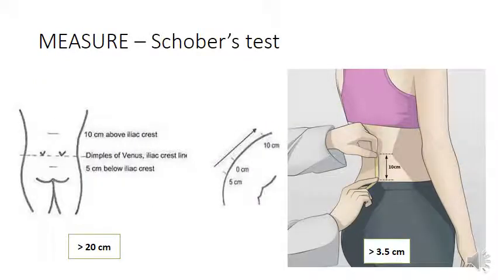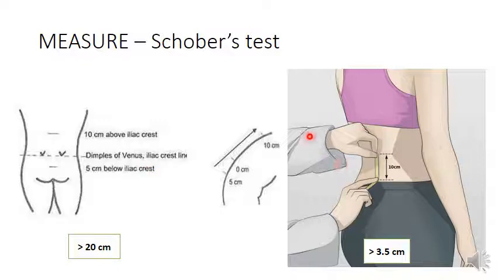The measurement tests, so we will be doing the Schober's test. So the Schober's test, we'll be marking the posterior superior iliac spine, that's the dimple of Venus, and we will mark 10 centimeters above it and 5 centimeters below the horizontal line joining the posterior superior iliac spines. So this is 15 centimeters, and we will ask the person to bend over, and normally the length should be more than 20 centimeters. If it is less than 20 centimeters, it can indicate that there is a spasm or they may be having some conditions like ankylosing spondylitis.